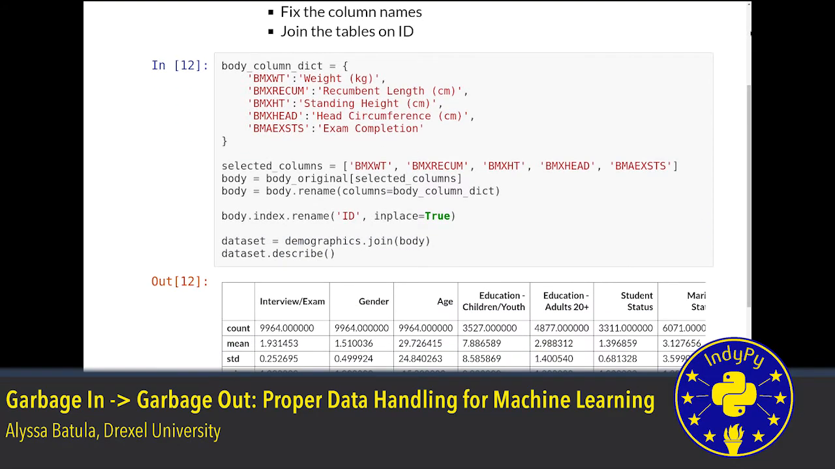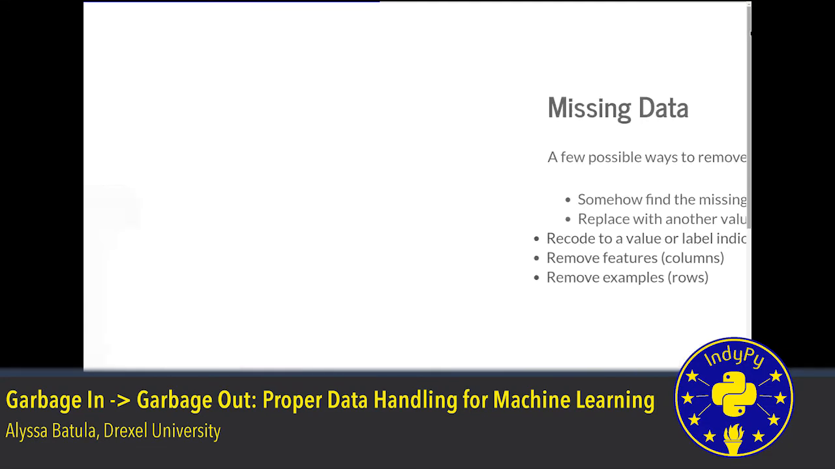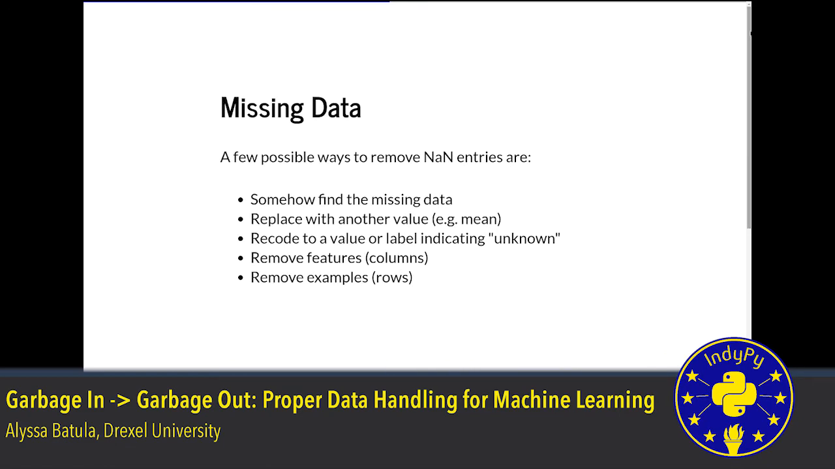So as things go along, it gets a little more interesting. Dealing with missing data. There are a couple of possible ways to deal with any missing, any not a number entries that you might have. You can somehow find this missing data. So if you know how the data set was collected, if there were a bunch of surveys that were then entered into a database, maybe you can find the original survey for this person. Was there something wrong with that entry? Did it accidentally get skipped?